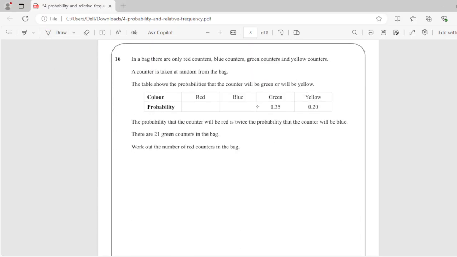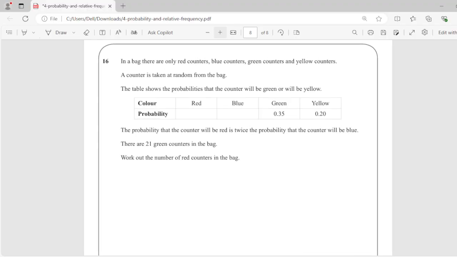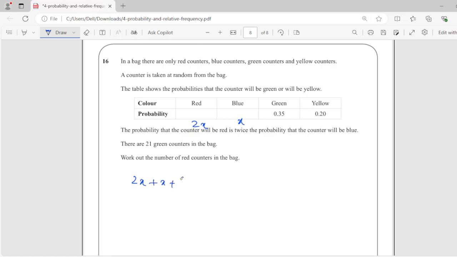Question 16. In a bag, there are only red counters, blue counters, green counters, and yellow counters. A counter is taken at random from the bag. The table shows the probabilities that the counter will be green or yellow. The probability that the counter will be red is twice the probability that the counter will be blue. Let's first work out the missing probabilities.